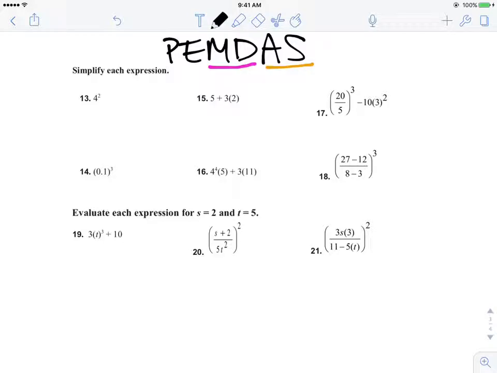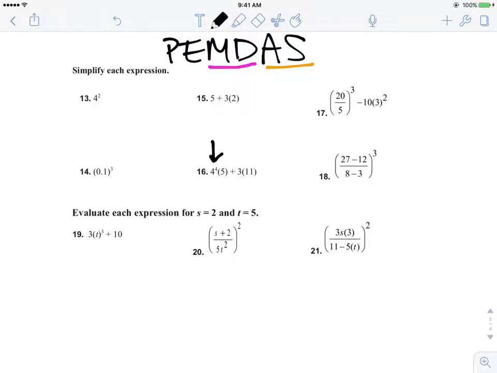So let's take a look at number 16. We have 4 to the 4th power, a 5 in parentheses, plus 3, and then 11 in parentheses. Now this time the parentheses doesn't represent the P in PEMDAS. Remember, that is a grouping symbol. What those parentheses represent is multiplication. So we don't have any parentheses, so we're going to jump right to the exponents.